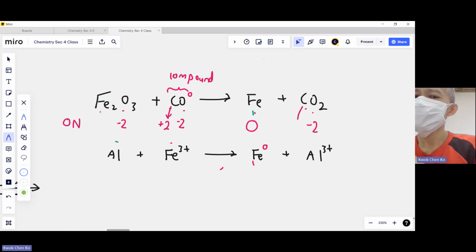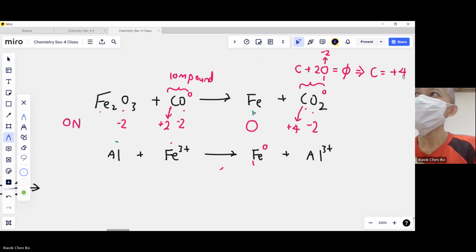How about this carbon? Yes, good. Remember, because of this subscript here, you have to do your algebra. C plus 2O equals 0 because the charge is 0. And O, you already know that it's -2. All right, so just solve for carbon, then you get +4. Okay, Chloe? All right, so this +4, carbon.